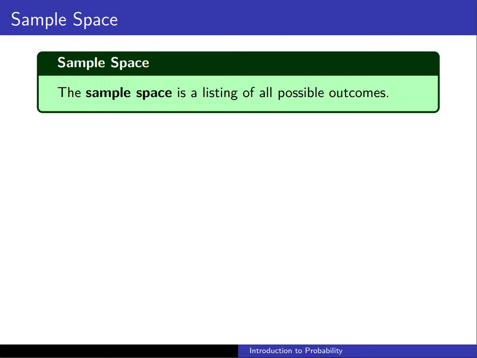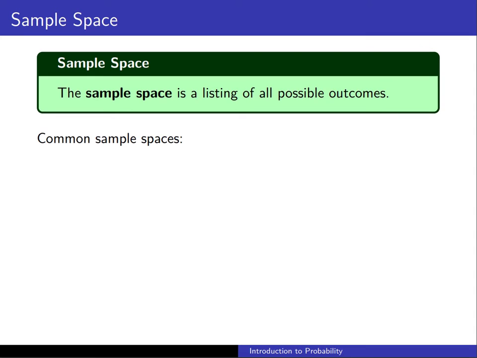So before we get into that, we're going to have to talk about what is known as sample space. And the sample space is a listing of all possible outcomes. Some sample spaces are quite small, for instance, flipping a coin. Others are quite large. For instance, the sums on rolling maybe 10 dice or so in a game.